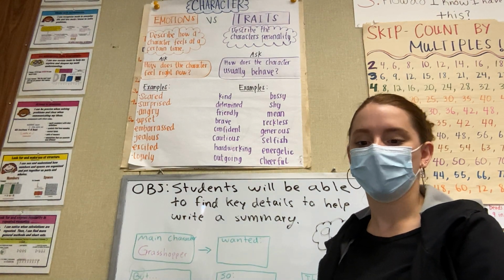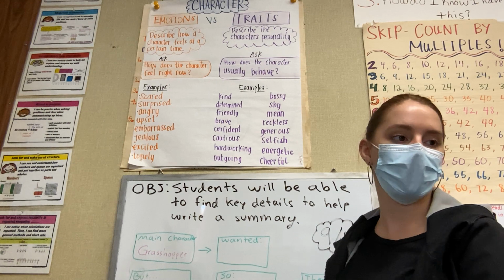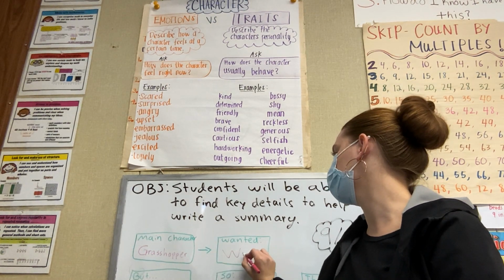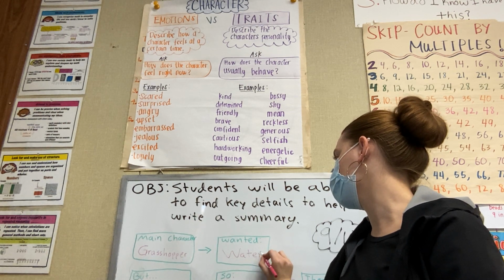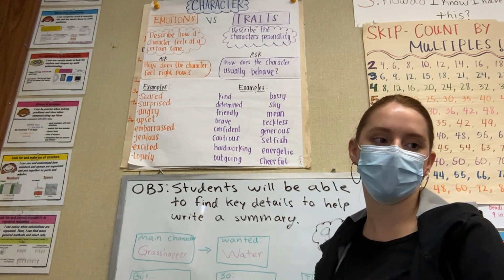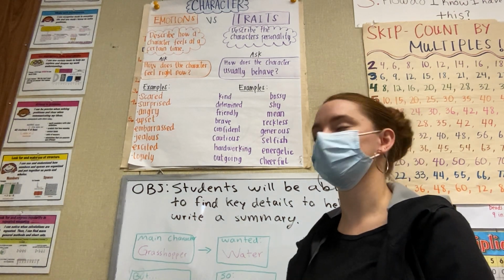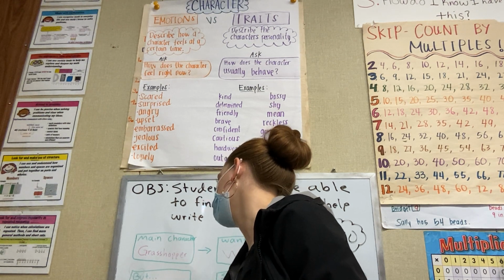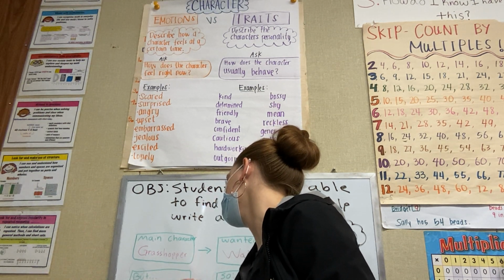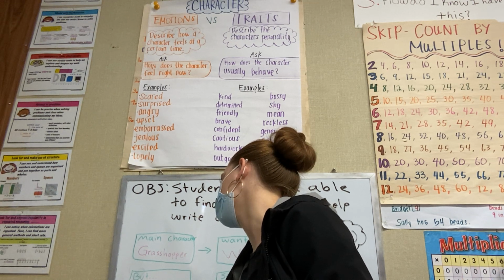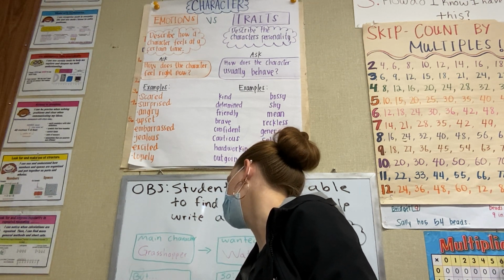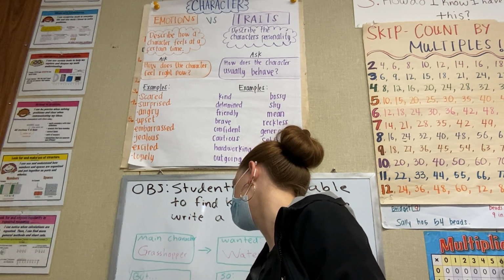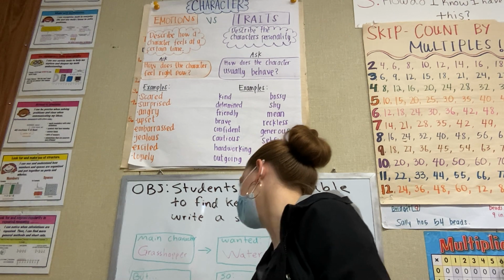Okay. Wanted. What did the character want? What did he want? But there's a problem in the story. There's no water because they're in a desert in the African grassland. Yes, this is where you can bring up the setting. There was no water in the desert, right? Or in the grassland. That's where they were at. It wasn't a desert. It was actually a grassland. But it was dry like a desert.